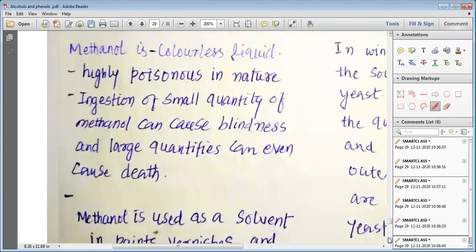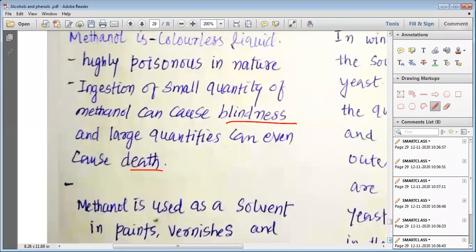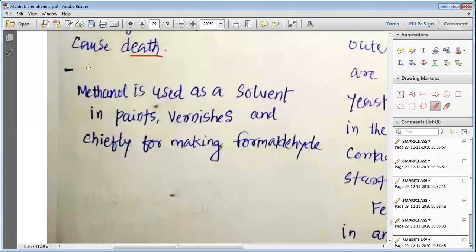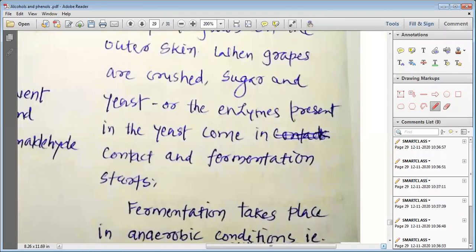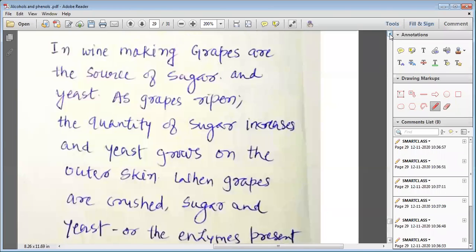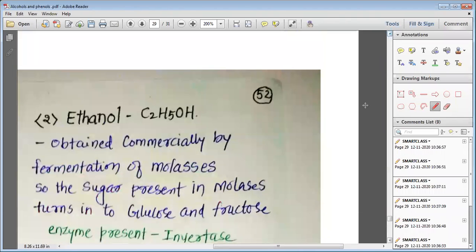Let us study the various physical properties of methanol. Methanol is a colorless liquid, highly poisonous in nature. Ingestion of a small quantity of methanol can cause blindness, and a large quantity can cause death. Now these are the uses of methanol. Methanol is used as a solvent in paints and varnishes, and chiefly for making formaldehyde. So these are the physical properties, method of preparation, and uses of methanol.